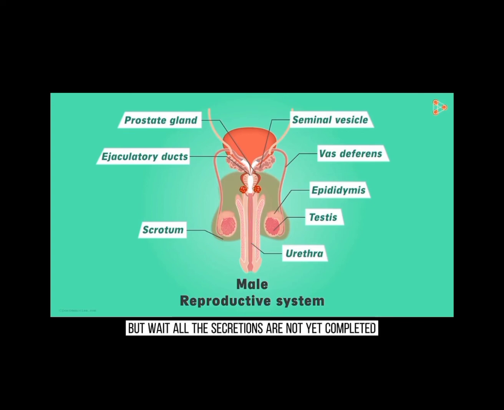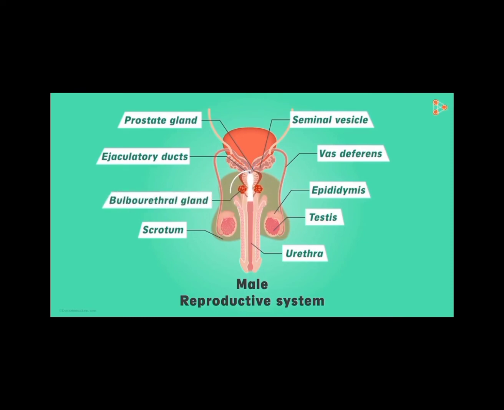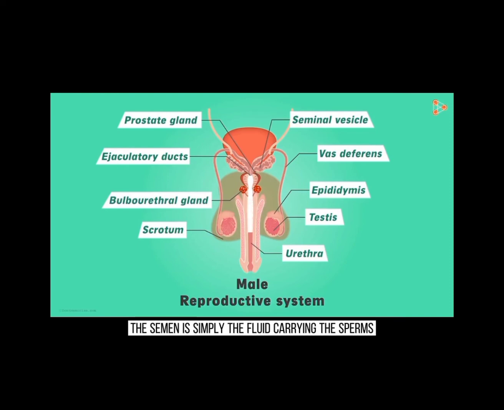But wait, all the secretions are not yet completed. This P-shaped gland found here gives another important secretion. It is called the Cowper's gland or even the bulbourethral gland. Now with this secretion, the formation of semen is complete. The semen is simply the fluid carrying the sperms. It is carried out by the urethra which runs through the penis.